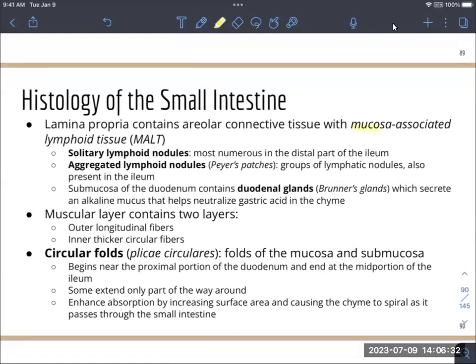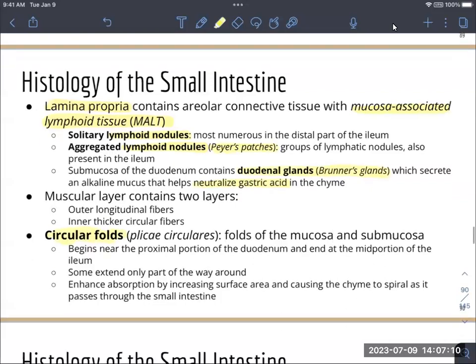We have that mucosa-associated lymphoid tissue in the lamina propria of the small intestine. So we have lymph nodules, Peyer's patches that we had mentioned. We have duodenal glands or Brunner's glands that help to neutralize these gastric acids. We have those different muscular layers. We have those circular folds within that mucosa and that submucosa. Again, it helps to increase the surface area to allow for more absorption of these different nutrients.